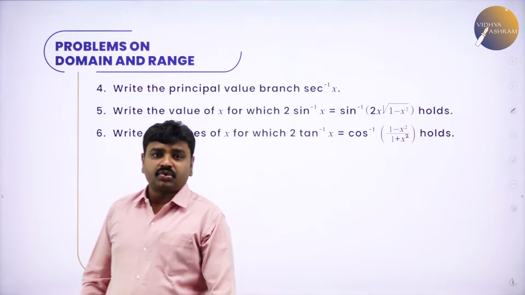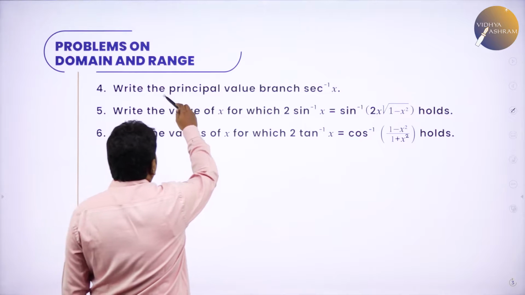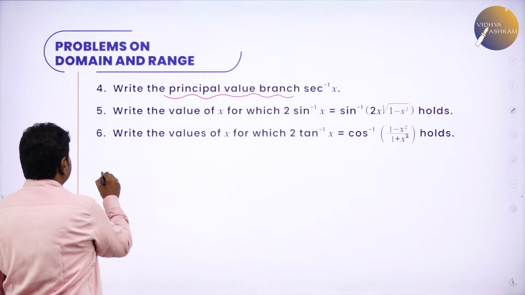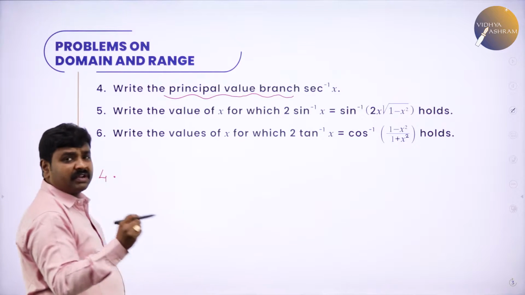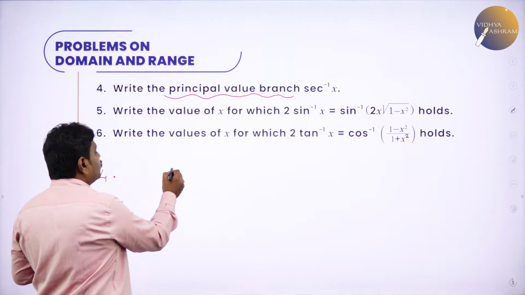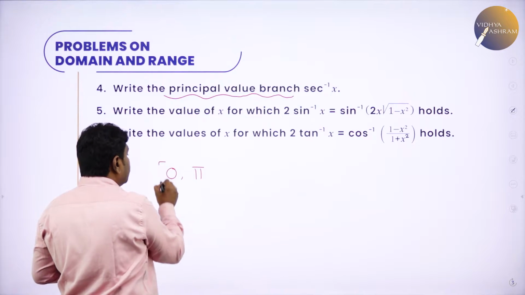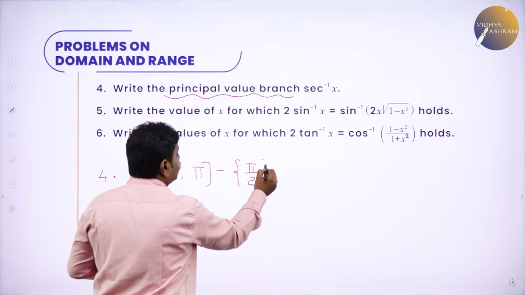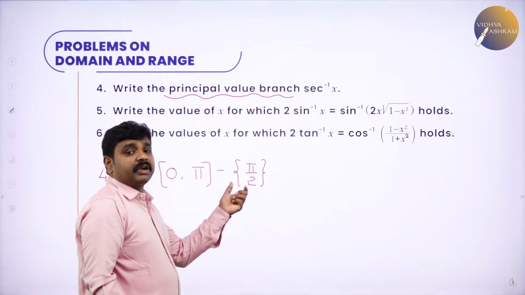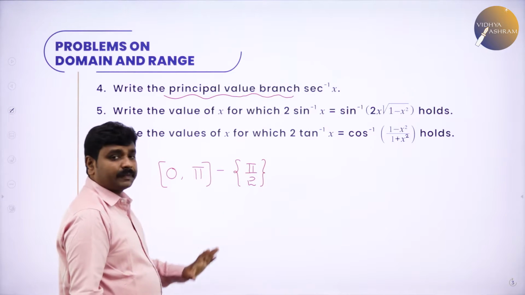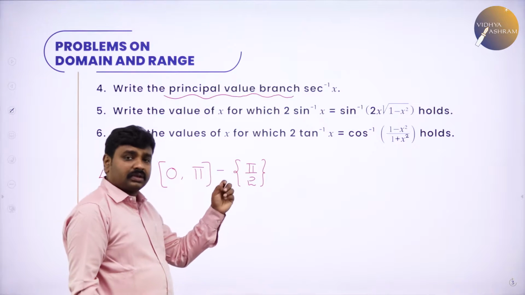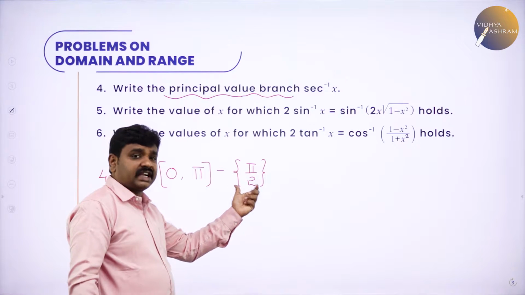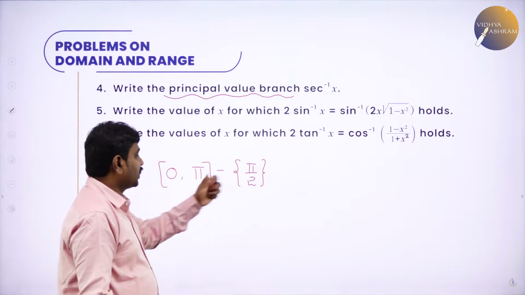Then next question, write the principal value branch. I told you other name for range is principal value branch. For secant inverse x, fourth question, principal value branch is same as cos inverse x, that is 0 to pi closed interval, but except pi by 2, because secant inverse x is not defined at pi by 2. So therefore remove pi by 2. So closed interval 0 to pi other than pi by 2. If you want to remove one element or two elements, write them in a set. Set means in flower brackets or curly brackets.